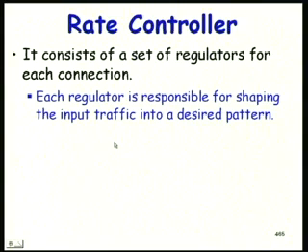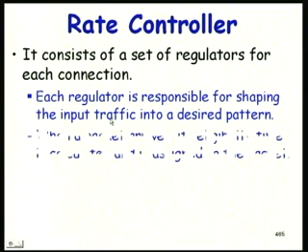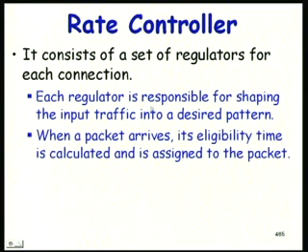The rate controller consists of a set of regulators for each connection. Now, the regulator is responsible for shaping the input traffic to the desired pattern, and when a packet arrives, its eligibility time is calculated and the eligibility time is written on the packet.